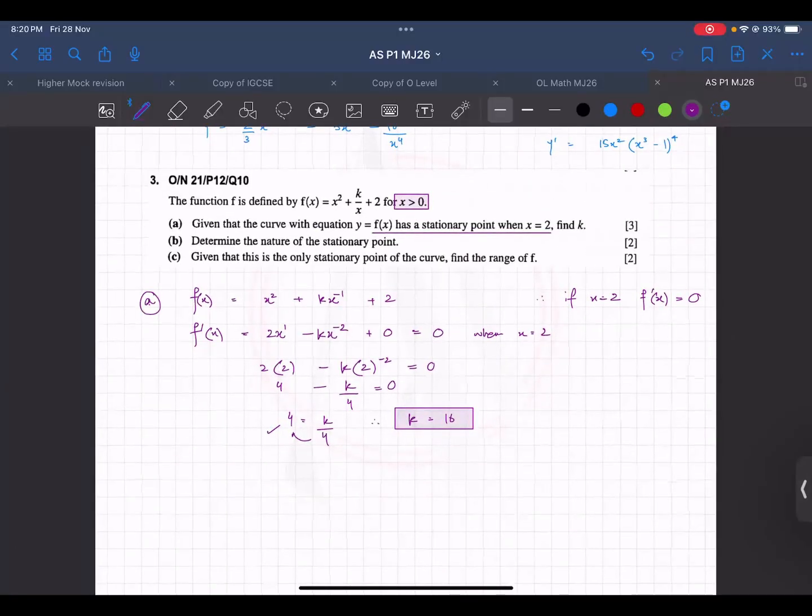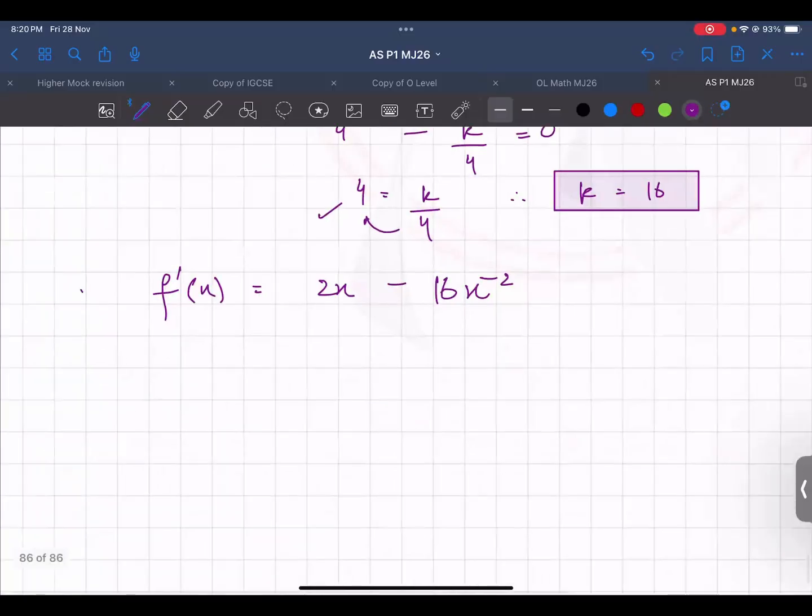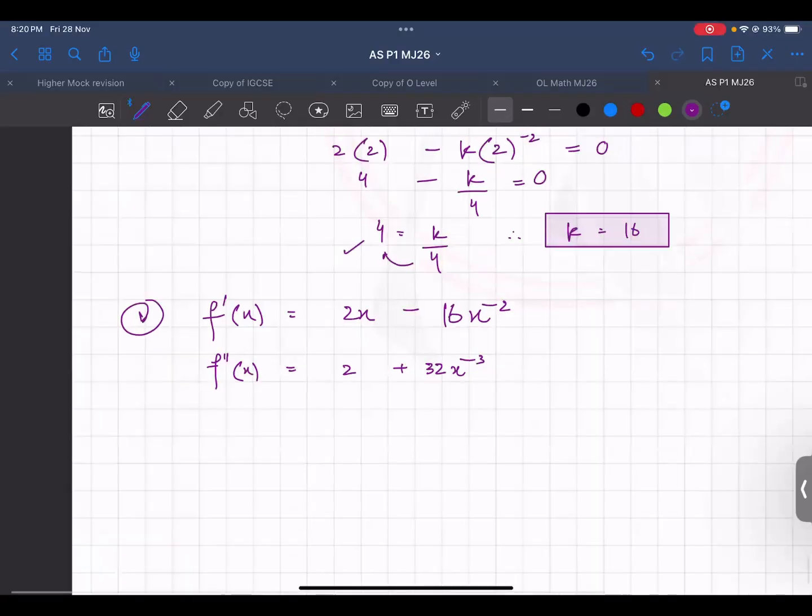Yes, sir. Then they're asking, determine the nature of the stationary point. So for this, you always have to find the double derivative. The first derivative we have found is 2x minus k, and k is 16, so 2x minus 16 x power minus 2 is your first derivative, and now you will differentiate it again. So 2x becomes 2, the power comes down and multiplies, so it becomes plus 32 x power minus 3, power reduces further.